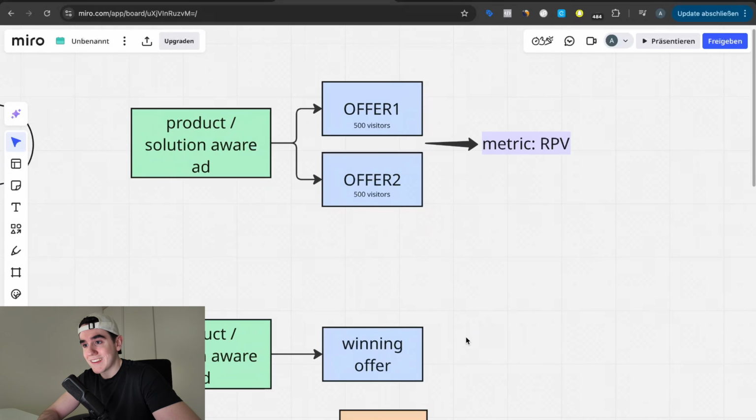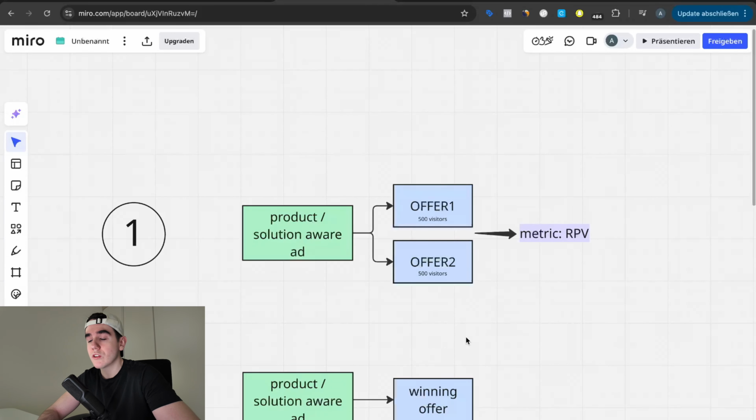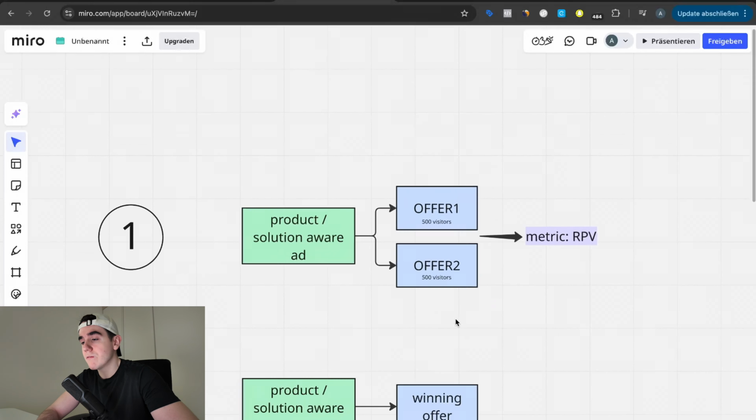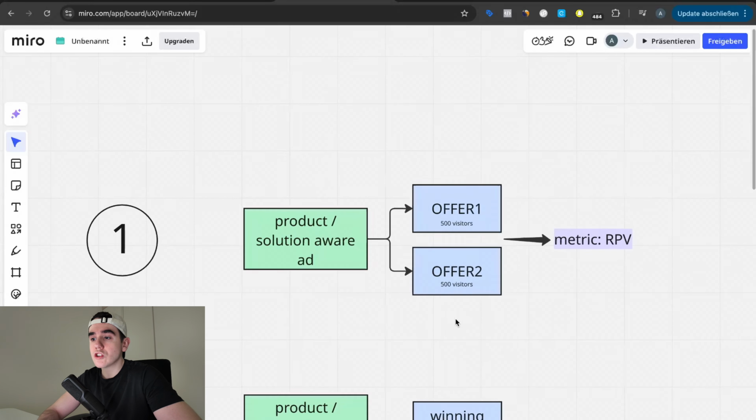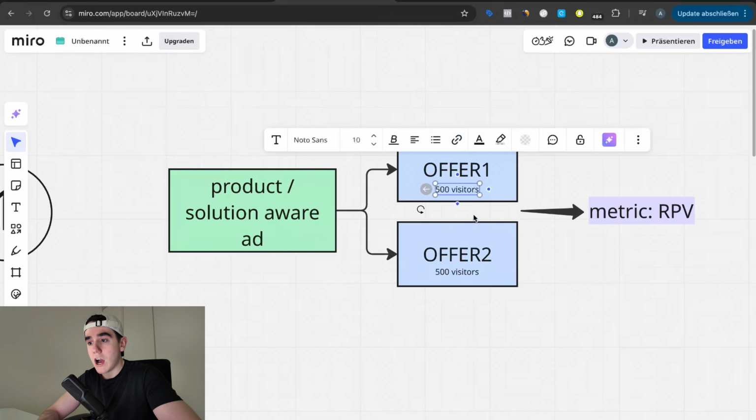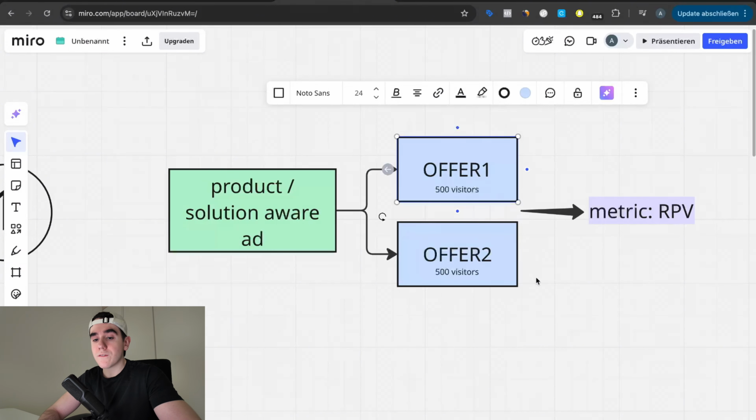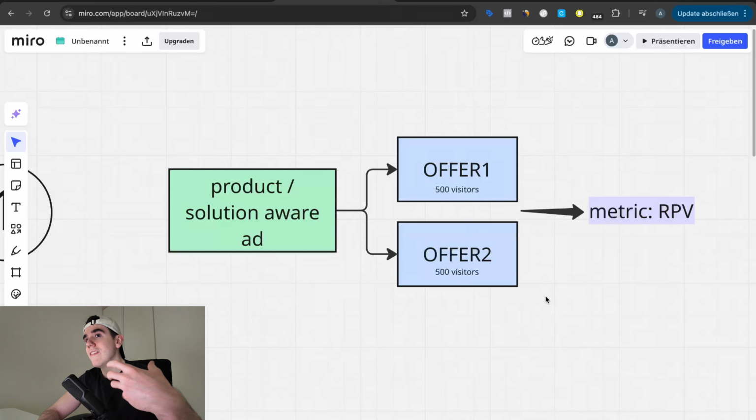So the very first test that you're going to make is not going to be some type of listicle, some type of advertorial, some type of VSL funnel. In fact, the very first thing that you should always do is think about your offers, right? Because there's nothing that has higher leverage in the first test, like in the first couple days of testing, than your offer.